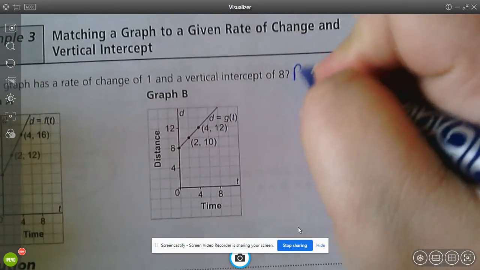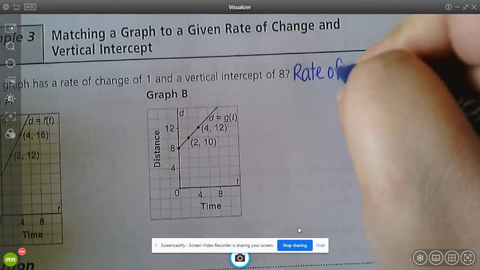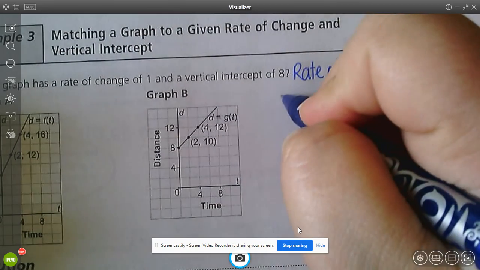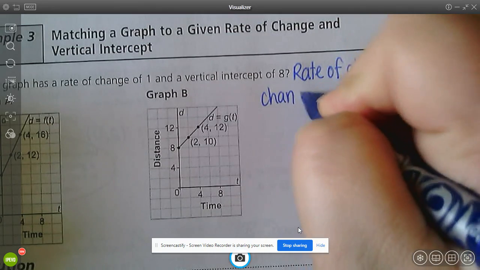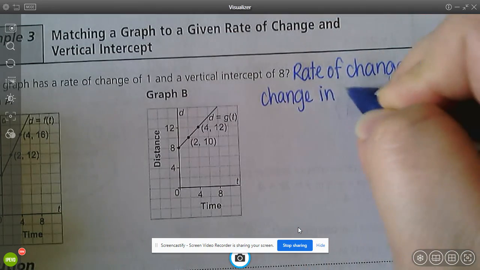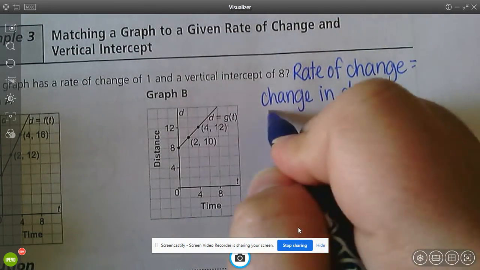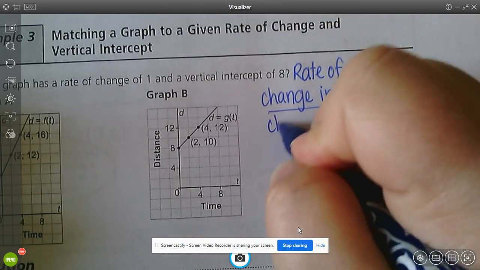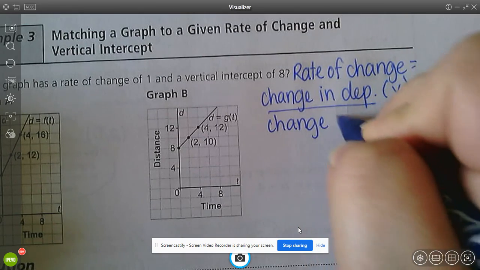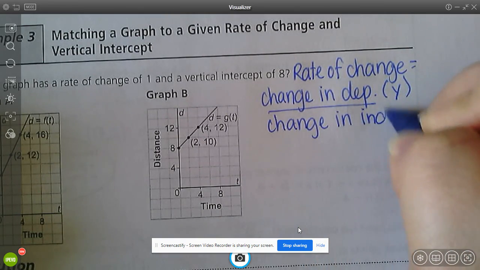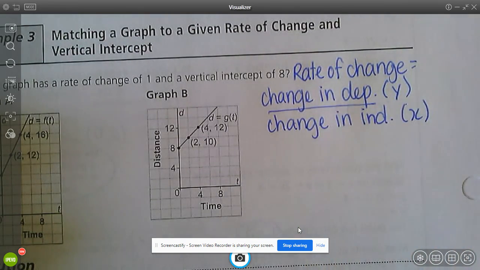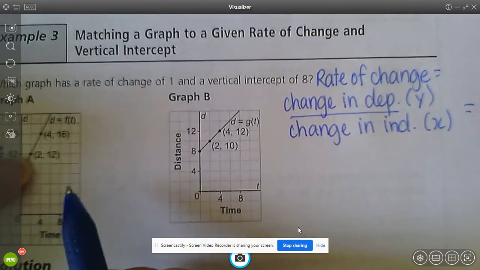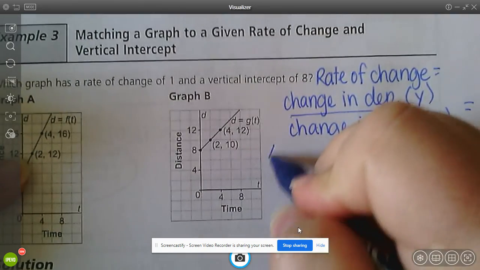So just a reminder, my rate of change formula is the change in my dependent variable. Remember, the dependent variable is my y value, divided by the change in my independent variable. Remember, my independent variable is my x values. Okay, so I'm just going to use the points that they've given us as ordered pairs. So let's start with graph A.